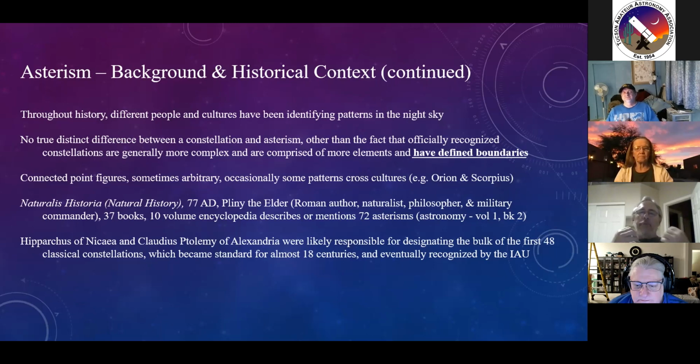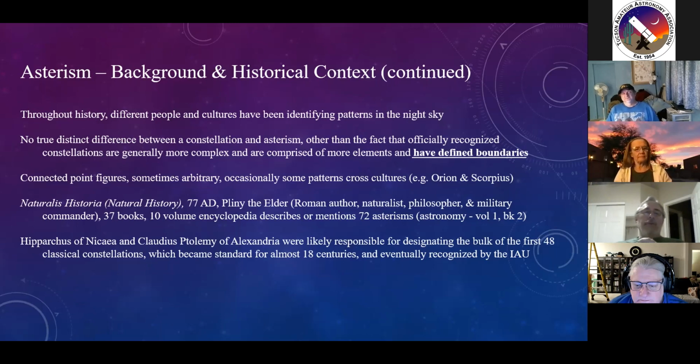But as far as patterns in the sky being put into a compendium or being noted by some of the more advanced cultures, we have the case of the Natural History that was compiled by Pliny the Elder, who was a Roman author, naturalist, philosopher, and military commander. He compiled an encyclopedia that had 10 volumes. Within those 10 volumes, there were 37 books. And one of those books in volume 1 had 72 asterisms in it. And I would imagine they were probably diagrammed out. The stars weren't necessarily named, but it was more so identifying the patterns. And of course, I'm sure that the patterns were named.